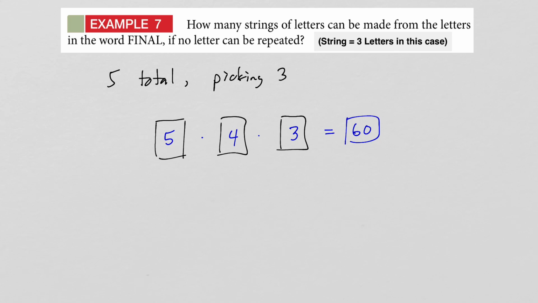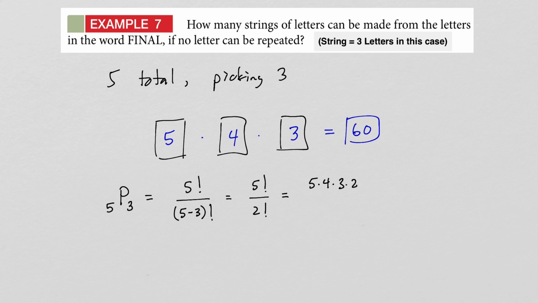Now, if you prefer to use the permutation formula, this would be 5 objects, picking 3. The formula says this would be 5 factorial divided by 5 minus 3 factorial. This is 5 factorial divided by 2 factorial. 5 factorial is 5 times 4 times 3 times 2 times 1. 2 factorial is 2 times 1. And these cancel out. And notice that you end up with the same thing, 5 times 4 times 3, which is equal to 60.